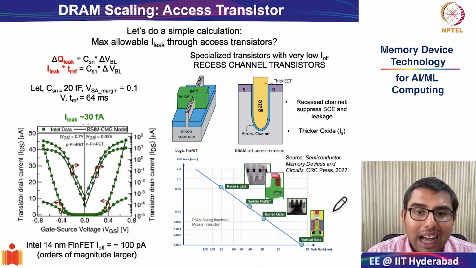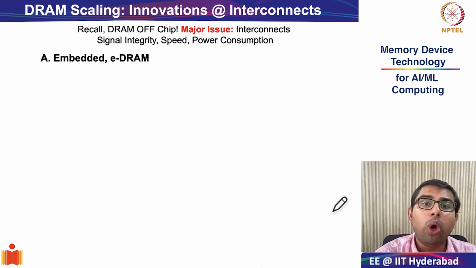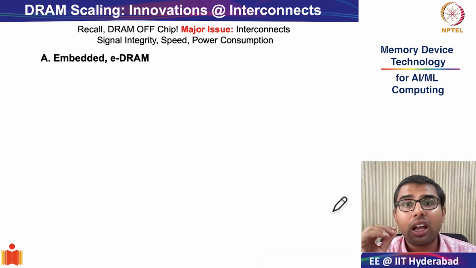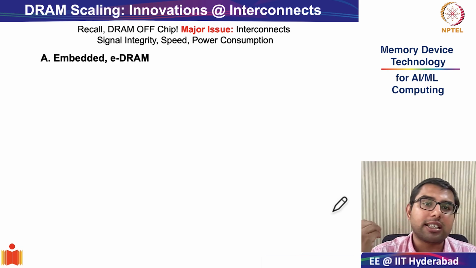The last thing that we want to discuss today is the scaling innovations when it comes to reducing interconnect delay. Remember, DRAM was the first off-chip memory, and the major issue here was the interconnects: their size and length were creating significant issues in signal integrity, speed, and power consumption.